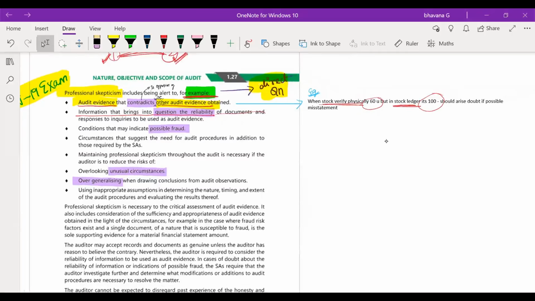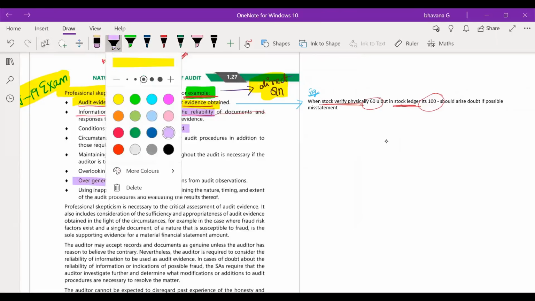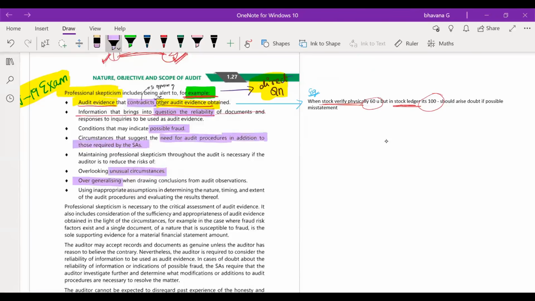Next is conditions that may indicate possible fraud. In such conditions also you have to be alert. Next is circumstances that suggest the need for audit procedures in addition to those required by standards on auditing. Auditing standards tell you to perform certain audit procedures, but in a few circumstances you feel the need to do more audit procedures. You have performed the normal procedures, but you want to perform additional ones. In such circumstances also you need to be alert.